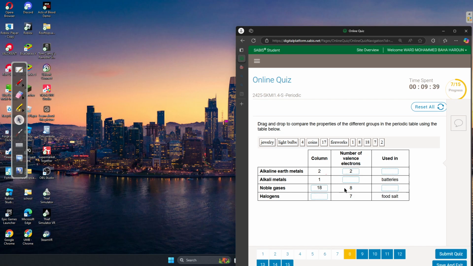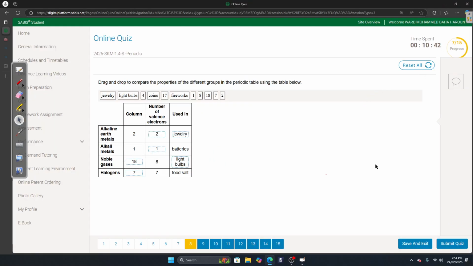Noble gases, we said that they're in group 18. They have 8 valence electrons. Group 18 is different, by the way. It doesn't have 18 valence electrons. It has only 8. And it's used in, I think, fireworks. Halogens are used in jewelry.